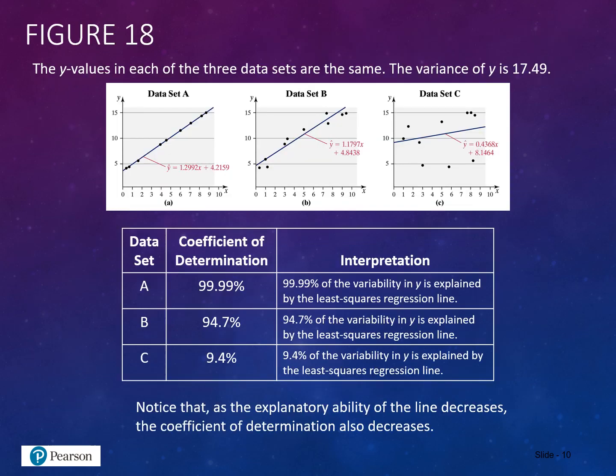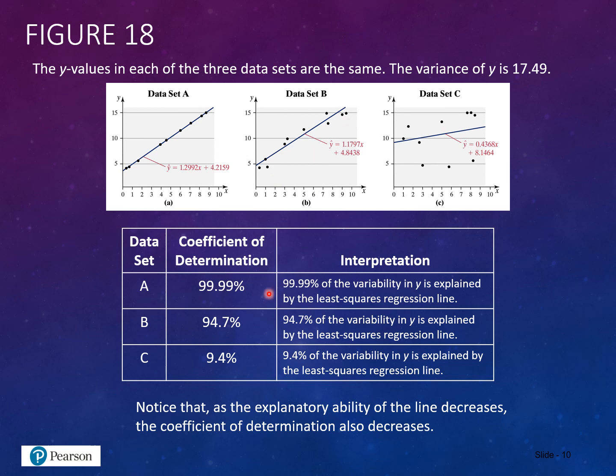So we have 3 data sets. The y values, as I just mentioned, were the same, so the variance on y is 17.9. We can see the scatter plot here with the linear regression. The first one looks really linear, and we can see that the coefficient of determination is almost 100%. It's 99.99, okay? The second data set B is still pretty linear, though it has a little bit more of a variance.